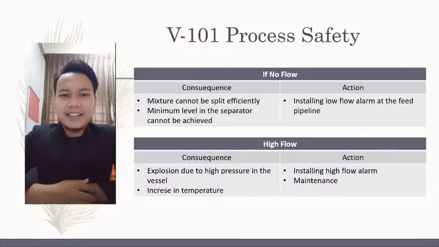Last but not least is the safety part. For this part I just put 2 problems out of 4. The first one is, if there is no flow to the aspirator, what will happen, and the action taken to reduce or eliminate this problem. The consequence is that the mixture cannot be split efficiently and the minimum level in the aspirator cannot be achieved. To tackle this problem, a low flow alarm is installed at the feed line.